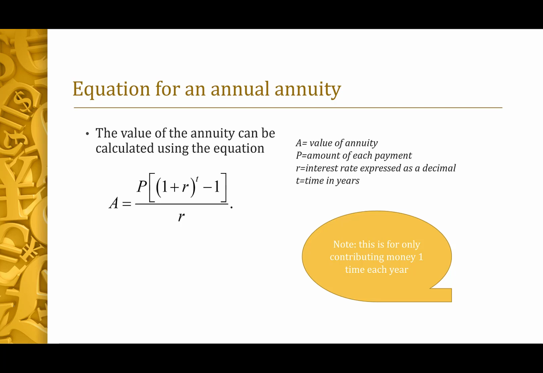So I want you to notice that this is only for contributing money one time every year. So if we were going to make an annual payment, then this is the formula that we would use. On your calculator, you do not have to use these square brackets. I just do that to really make it stand out and show that I had two sets of brackets when I was doing this equation.